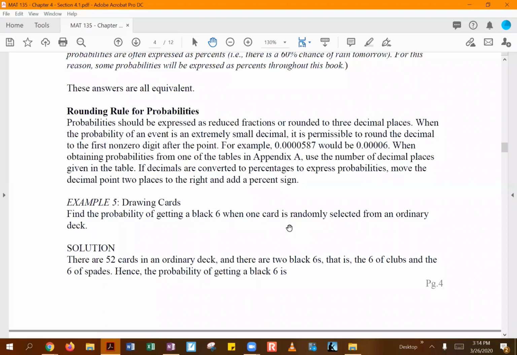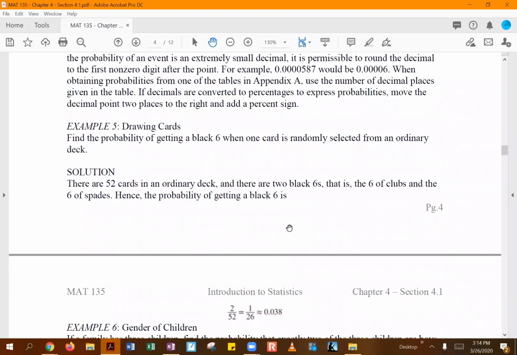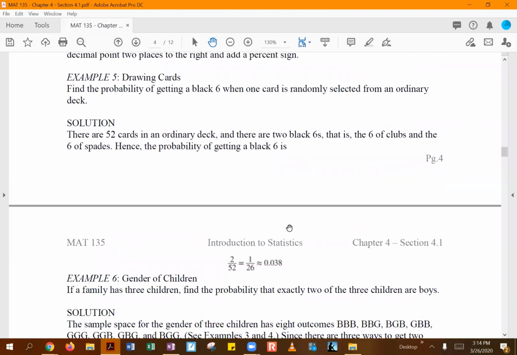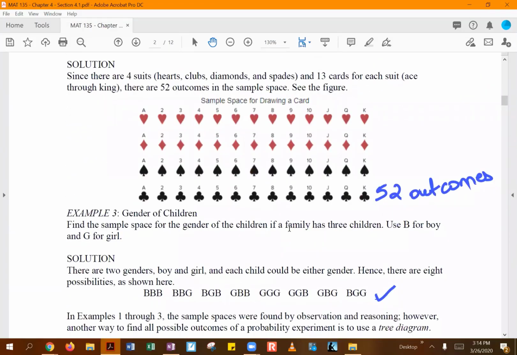So now that we've looked at an example for a sample space, let's come back to our probabilities here, and let's look through these examples for how to calculate probabilities. So our example 5 here is talking about finding the probability of getting a black 6 when you are drawing one card from an ordinary deck, right? Randomly selecting a card from an ordinary deck. So if you think about an ordinary deck which has 52 cards, and you can actually go back to this sample space right here.